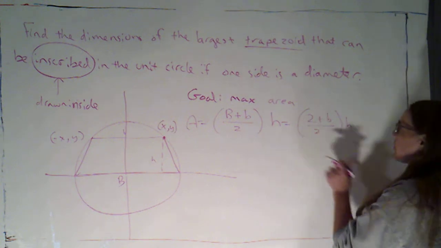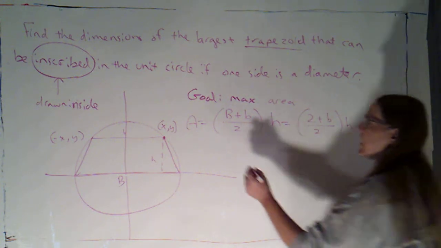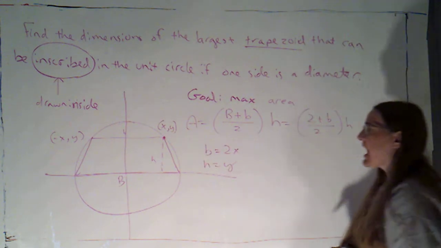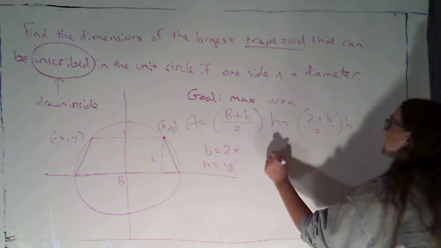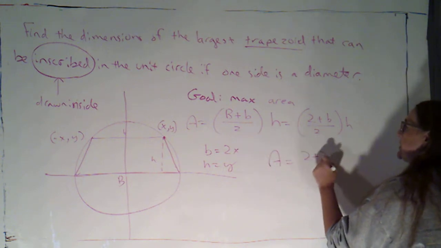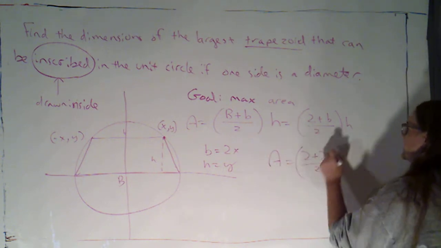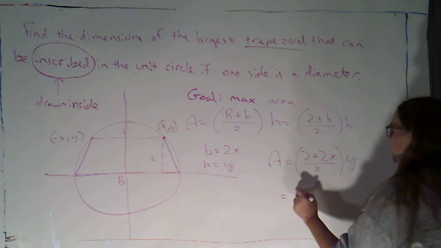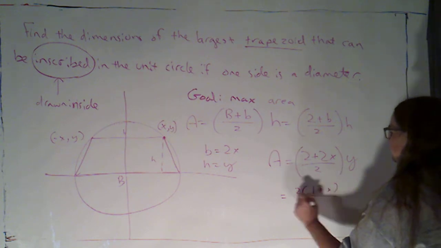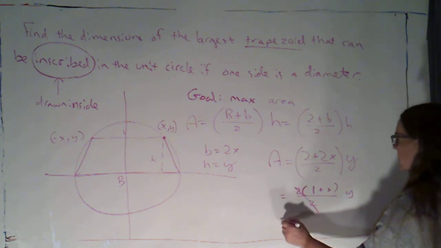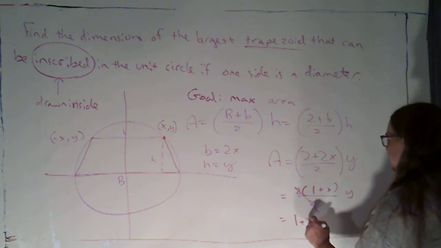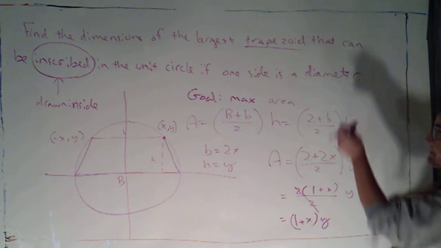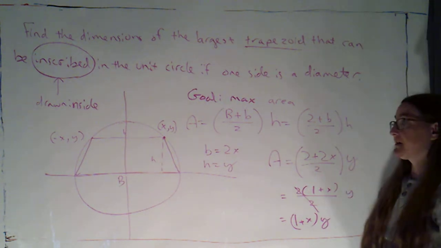So if I now describe this in terms of x and y, all I'm saying is that the base is 2x and the height is y. So that my area is (2 plus 2x) over 2 times y. I could simplify that a little bit. I can factor out that 2, so it's (1 plus x) over 2 times... that's going to cancel, times y. So we're basically getting (1 plus x) times y. That's the area. Again, that's the thing that I want to maximize.